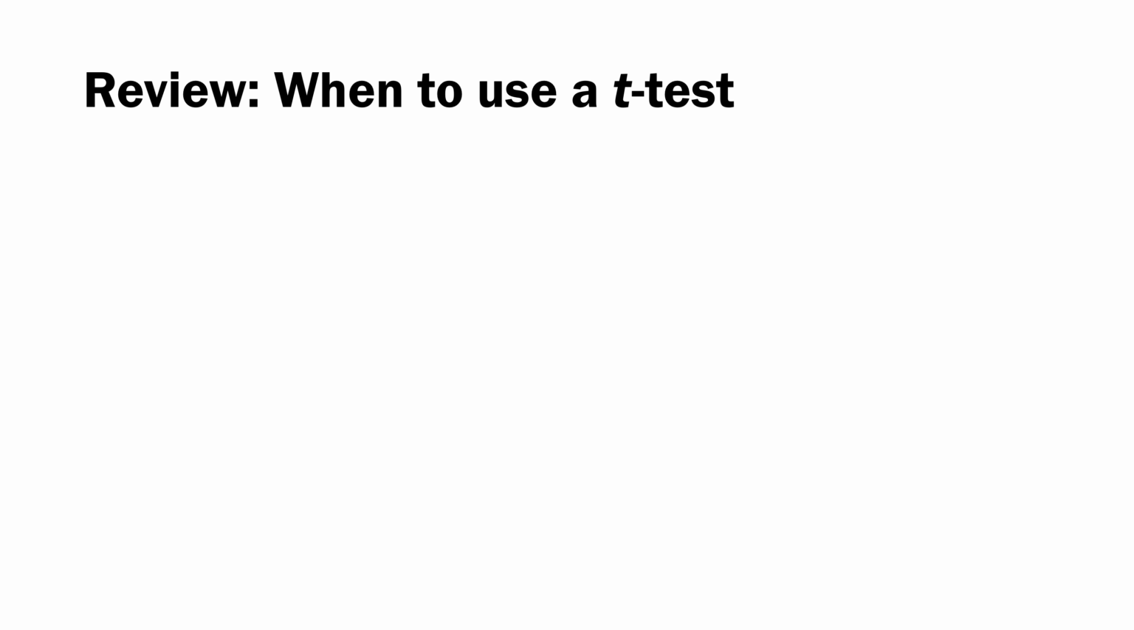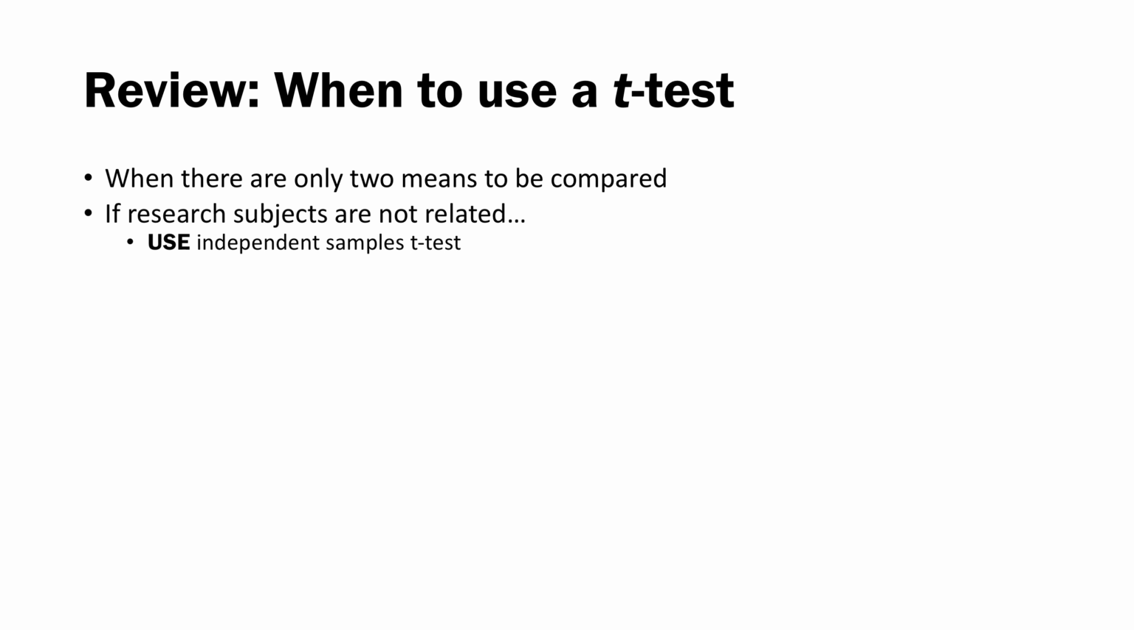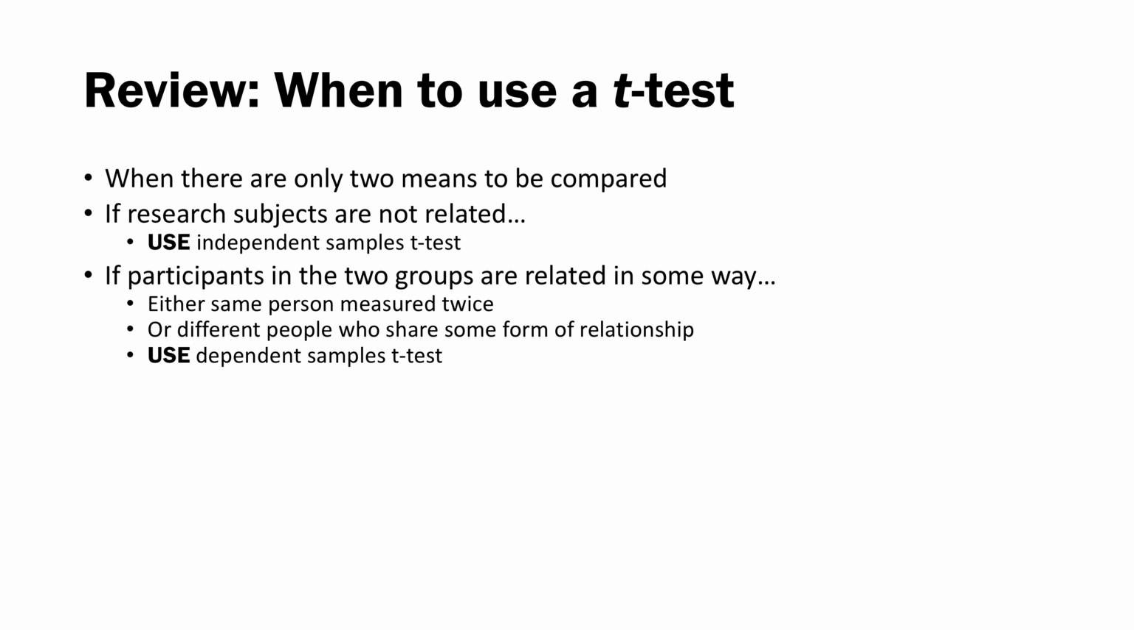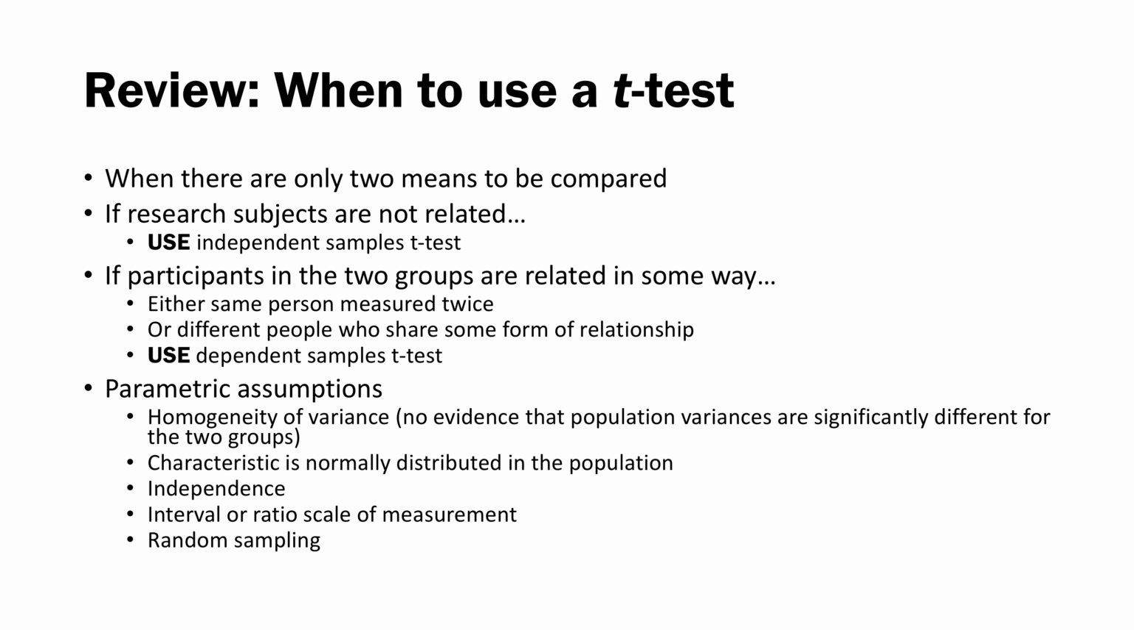Okay, so let's review really quickly. When do we use a t-test? When there are only 2 means to be compared, so we have 2 groups. And if the research subjects are not related to one another, we use an independent samples t-test. If the participants in the 2 groups are related in some way, they're either the same person measured twice, or they're different people who share some form of relationship and it makes sense to pair them together, then we use a dependent samples t-test. The last thing I want to talk about is what's called parametric assumptions.